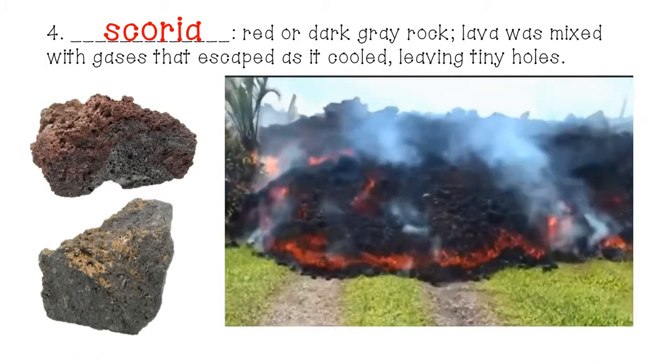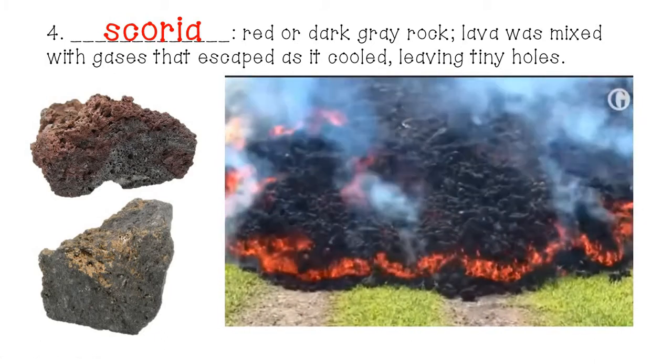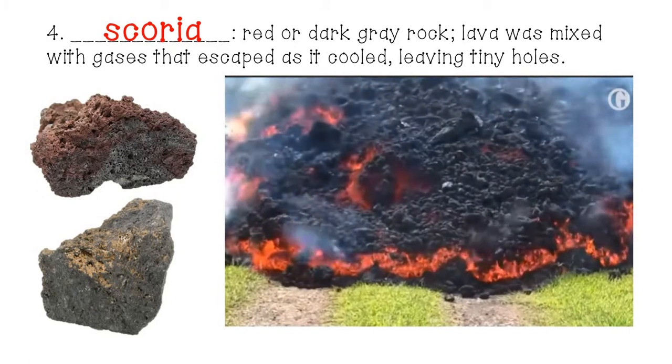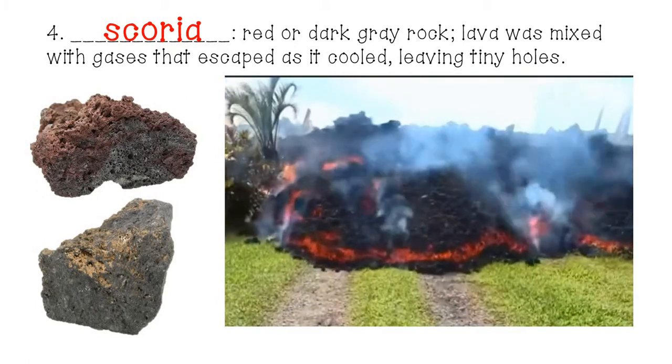Rock sample number 4 is called scoria, S-C-O-R-I-A. Depending on the sample you have, you might see that it is black or dark gray, or it might be red or have some brown in it as well.